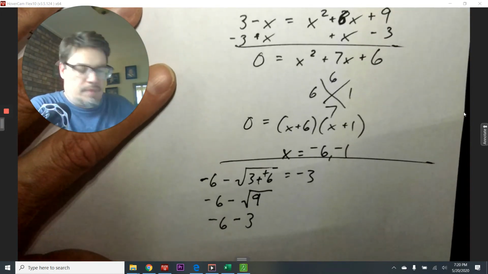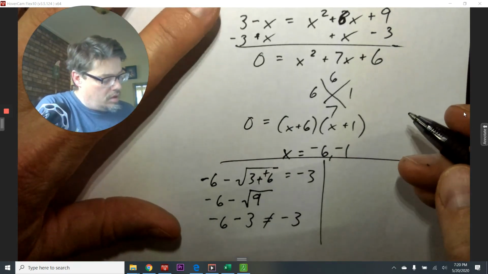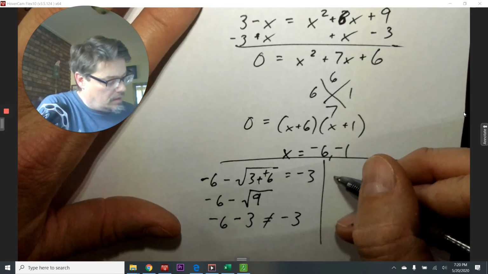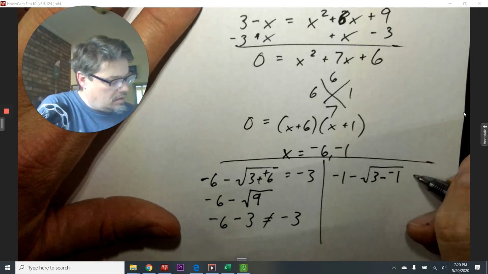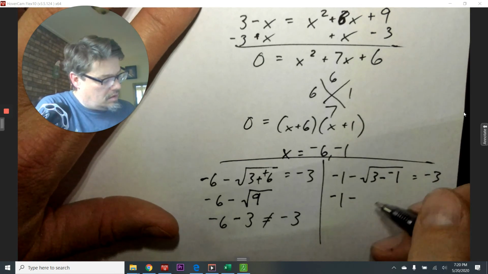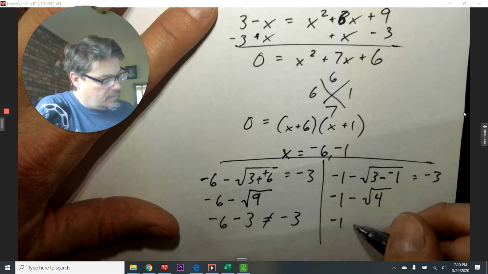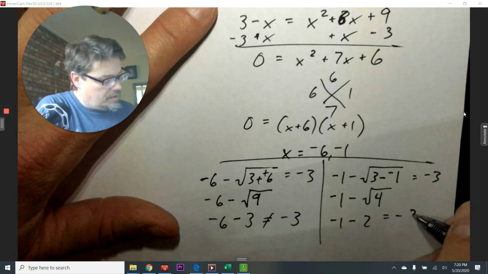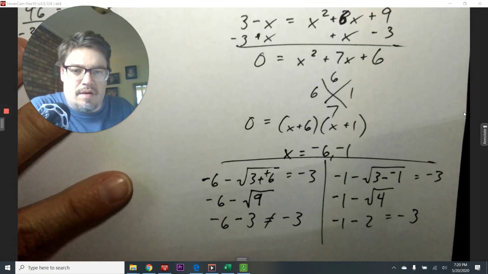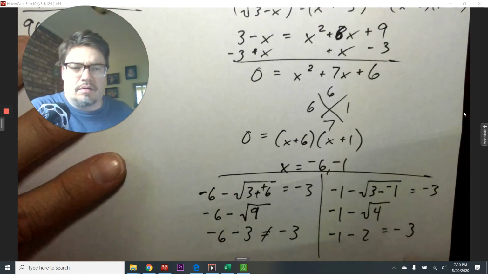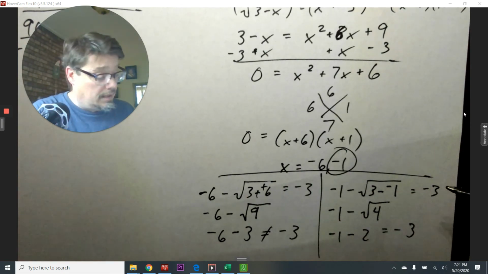Okay, so I'm going to verify that in just a second. Let's try the negative 1. Negative 1. Okay, that one's true. That actually works. Now I want to try that negative 6 one more time, because what I'm worried about is whether I'm doing something wrong here. Because this guy definitely works. Negative 1 is definitely a solution. Now let me try negative 6 one more time.